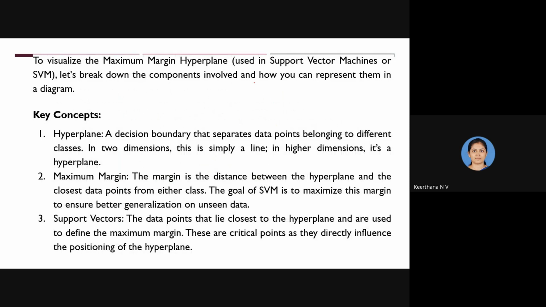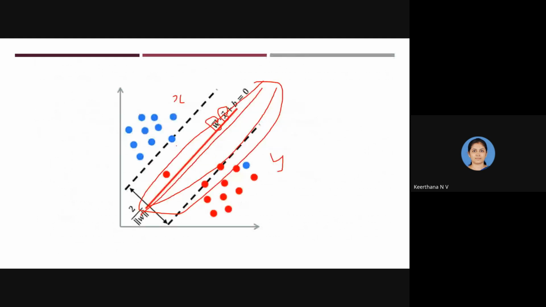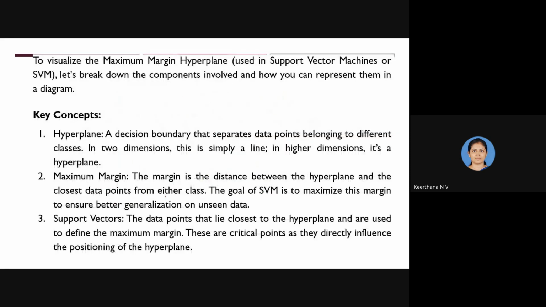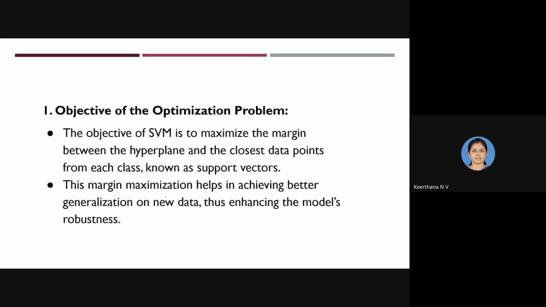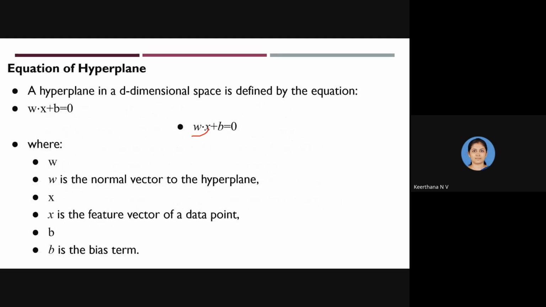So maximum margin means the distance from the hyperplane. This is the margin. These dotted lines represent the margin. And support vectors are the data points that lie closest to the hyperplane and are used to define the maximum margins. The equation of the hyperplane I have explained before, where w is the normal vector, x is a feature vector, and b is a bias term. When you take the dot product between these vectors and add the bias, it should always be 0.